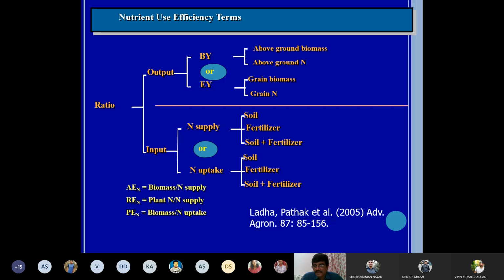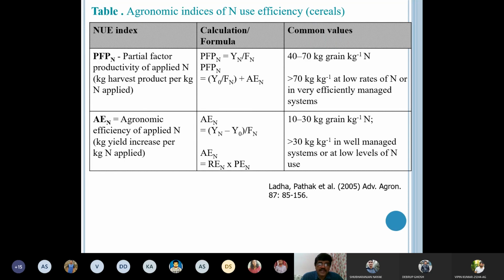Partial factor productivity of nitrogen can be calculated for phosphorus, for potassium, separately for each nutrient. Normally, it is yield in the fertilized plot divided by the rate of fertilizer applied. Just two things: yield divided by nitrogen applied. How much nitrogen was applied? This is partial factor productivity, and normally it is 40 to 70 kg grain per kg nitrogen. But under a well-managed system, it can go as high as 70 kg. So these are general ideas, and these values belong to cereal crops, rice, wheat, maize, etc.